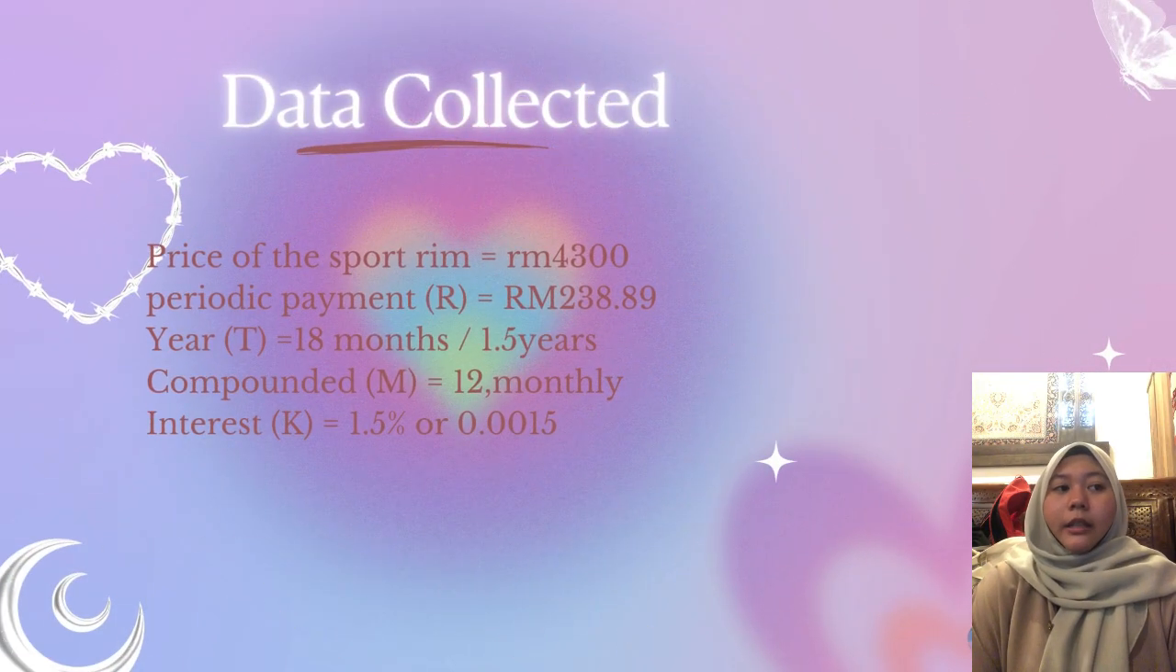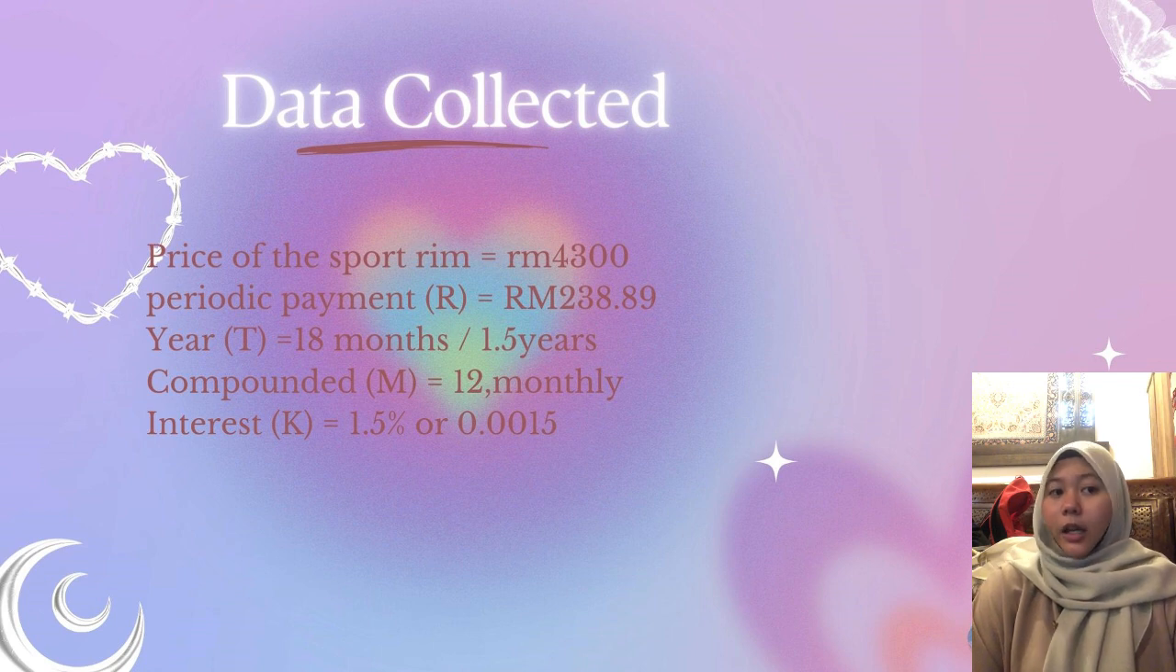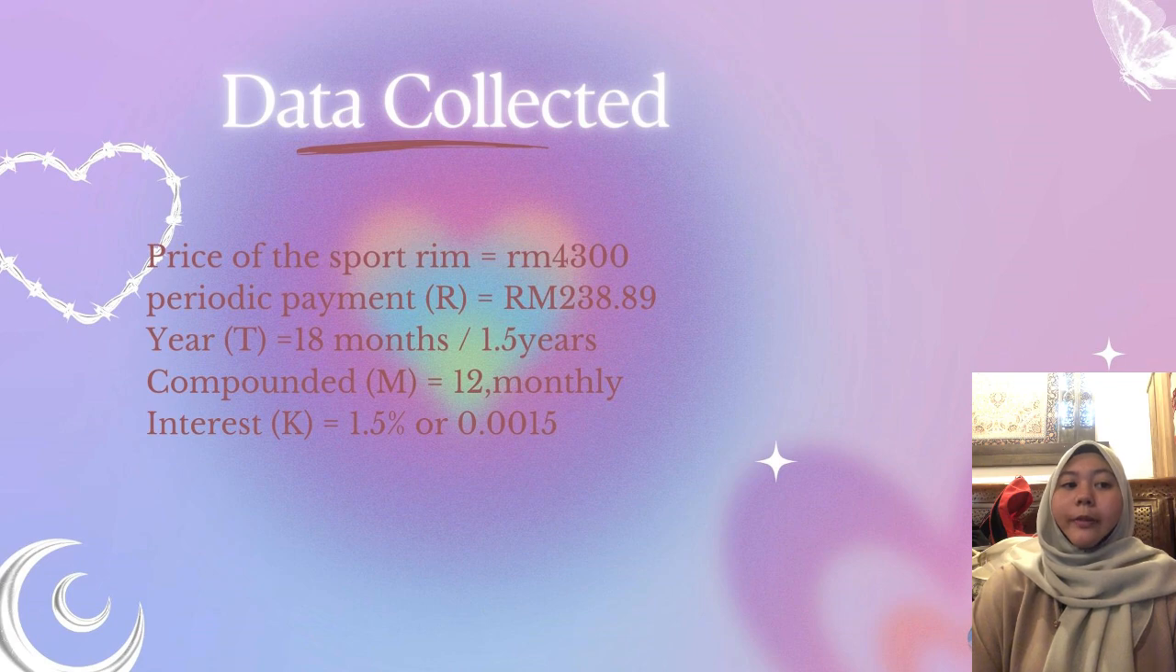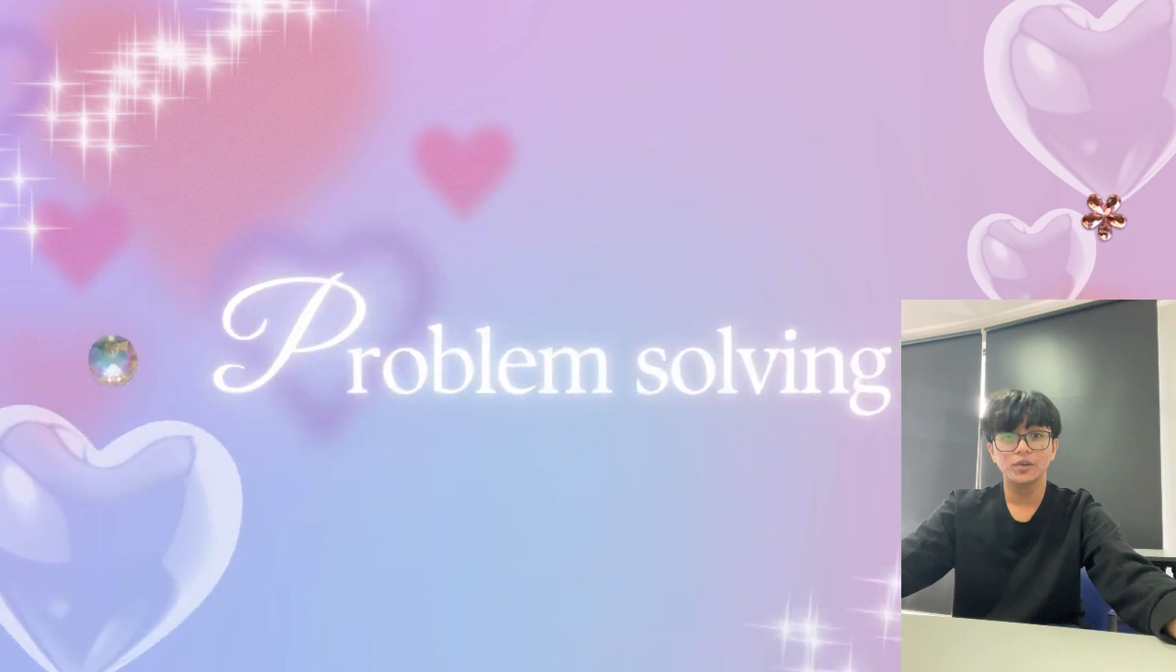Let's move on to the data collected. The price of the sport room is RM4,300. Periodic payment R is 238 ringgit and 89 cents. Time T is 1.5 years. Compounded M is 12, or monthly. Interest K is 1.5%, or 0.001%. Let's continue to my part.